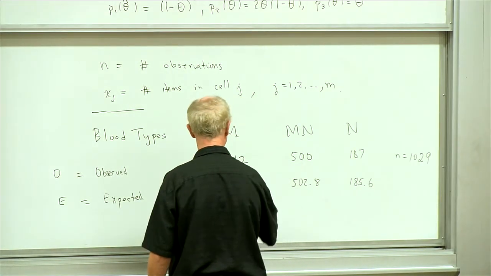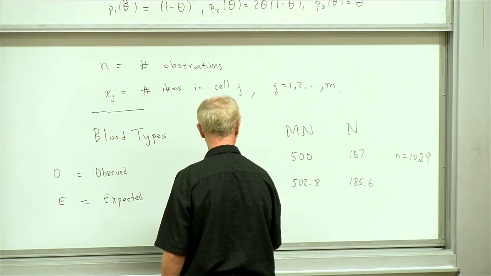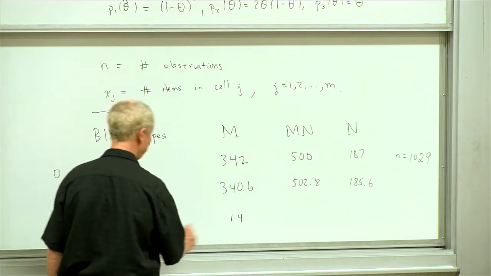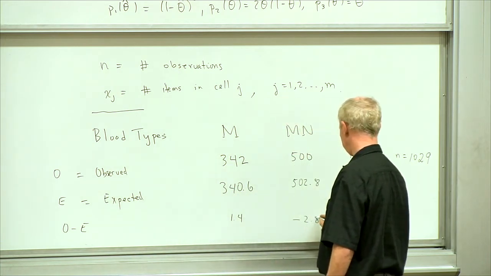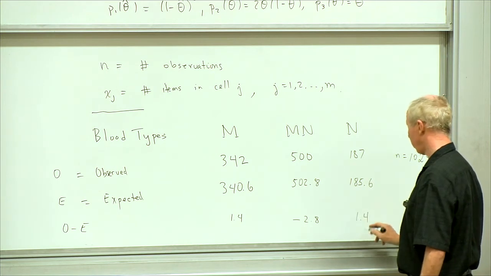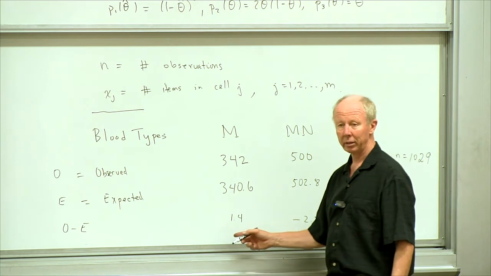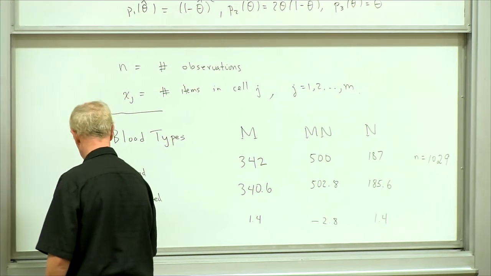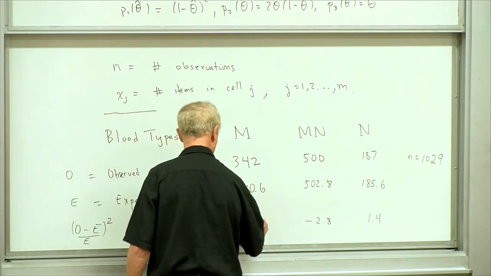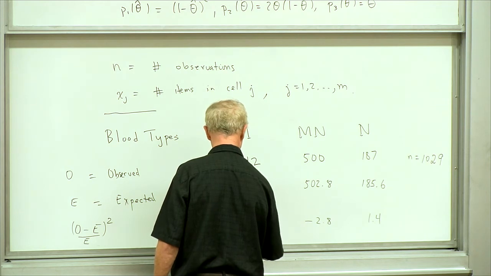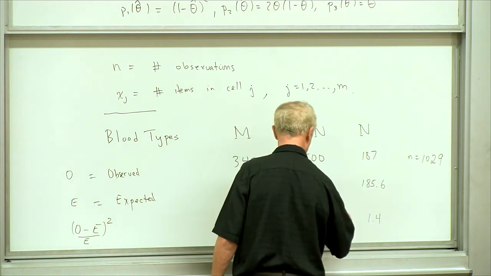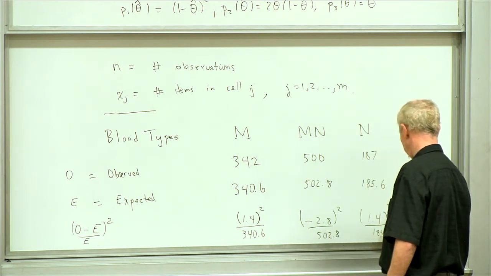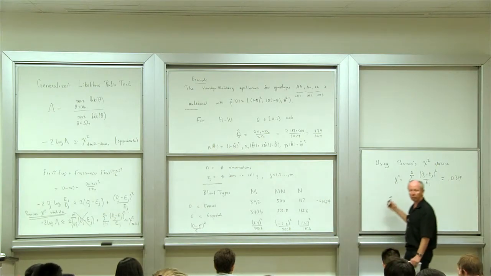Because what's the difference here? The difference here, this minus this, is 1.4, right? The difference here is minus 2.8. The difference here is 1.4. If we square these and divide by the E values, we just add those up. And that's what goes here.